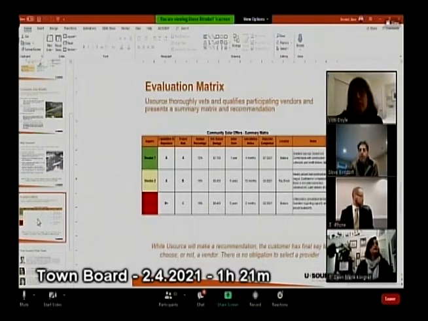So that's really it. I will pause there, but that's effectively community solar, how it works, how we can help the town, and what the benefits are for you all. And with that, I'll say thank you and answer questions if there are any.